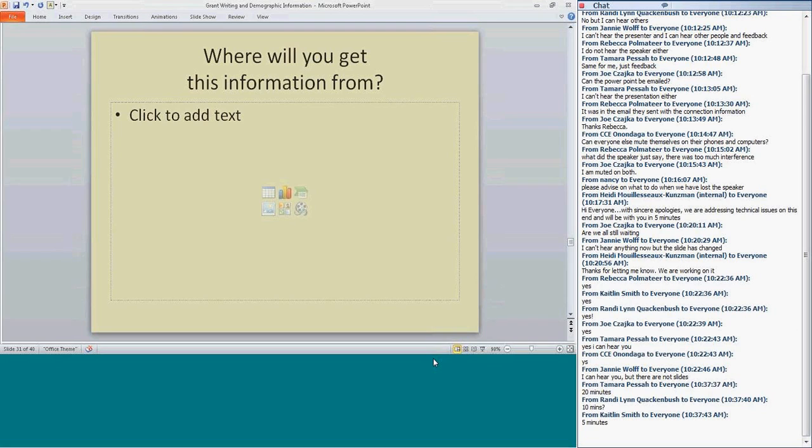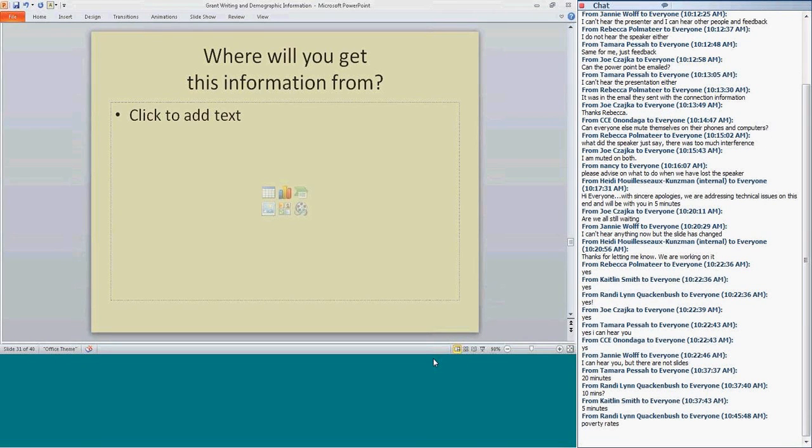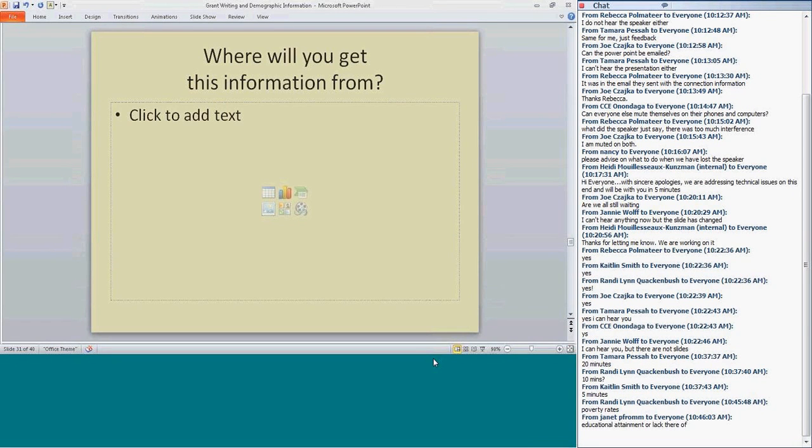So somebody just wrote in and mentioned public health. The census. Some of them are doing it privately. Educational attainment or lack thereof, a needs assessment.